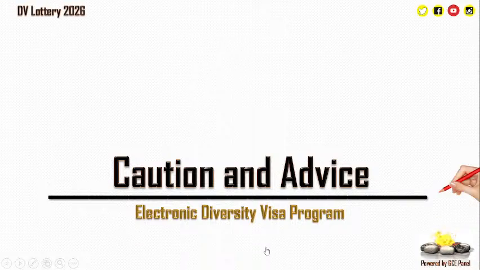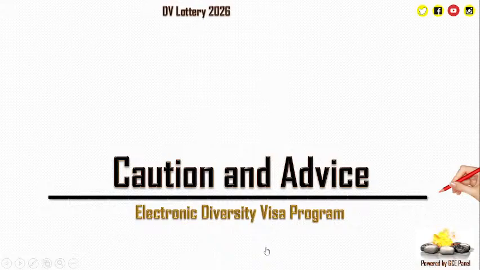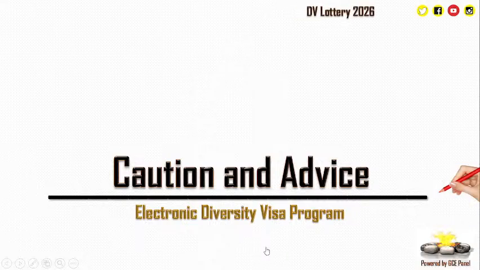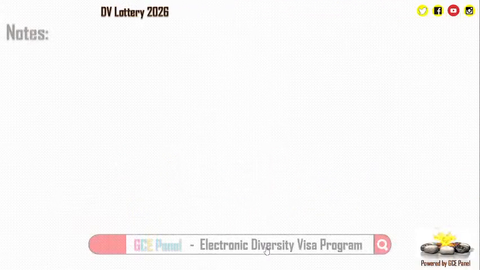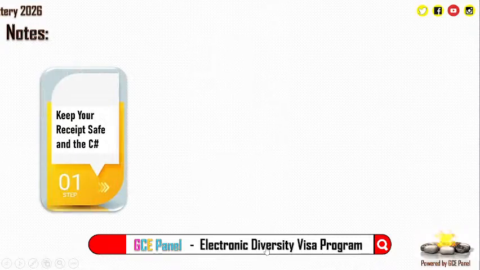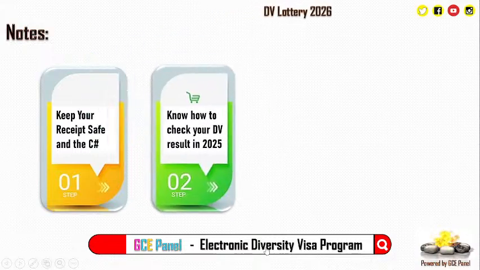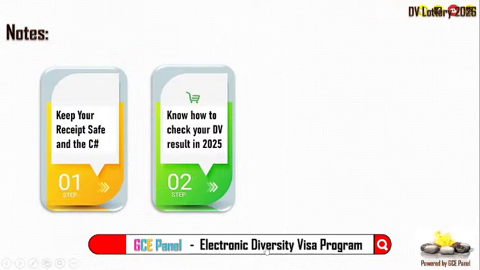Now, as caution and advice, it is very important that you take note of these few points before we go away. Caution and advice. Keep your receipt safe and the confirmation number. That's number 1. Keep your receipt safe and the confirmation number. Number 2, know how to check your DV results in 2025. Know how to check your results.